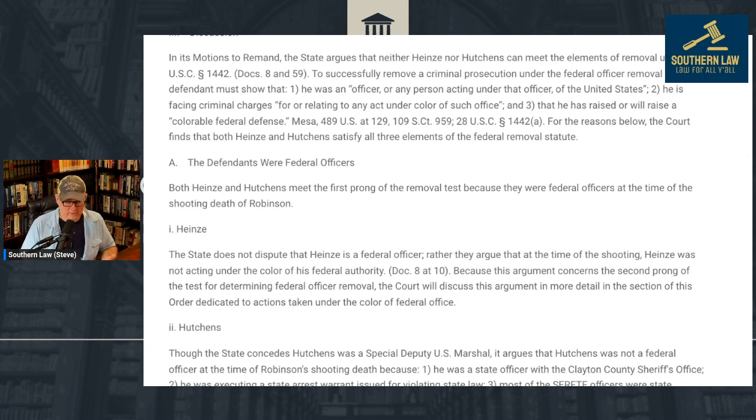Now, obviously, the defendants are going to say that watching the election and contesting anything that was potentially compromising to its integrity is at least somewhat within the scope of what we're supposed to do as federal officers. And that's going to be the argument. And then from that the defendant has raised or will raise a colorable federal defense.